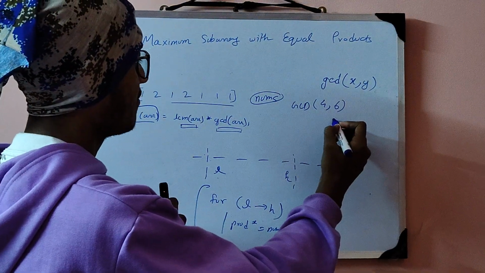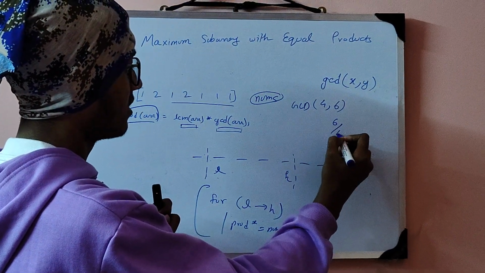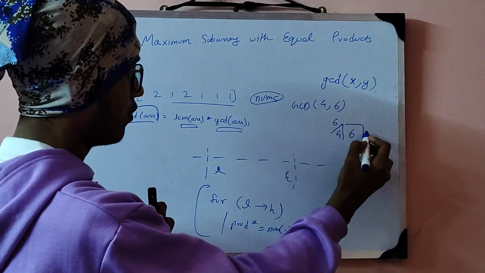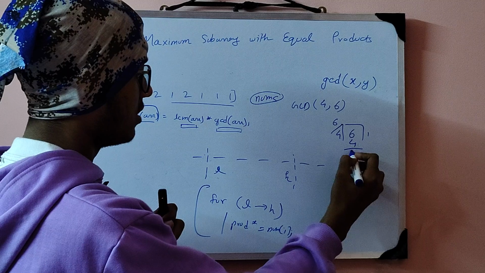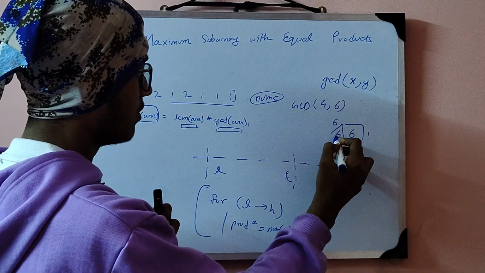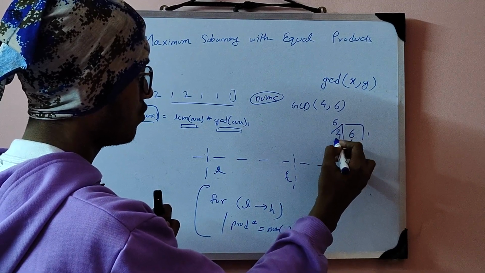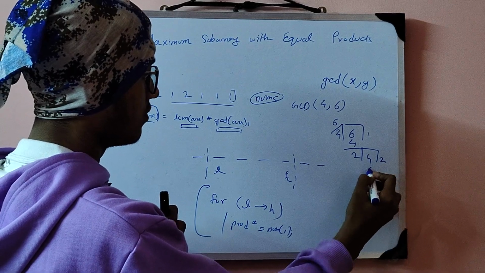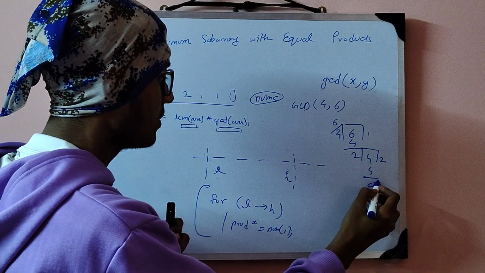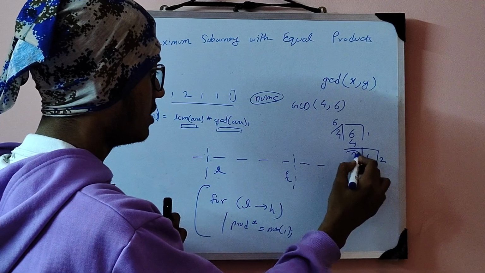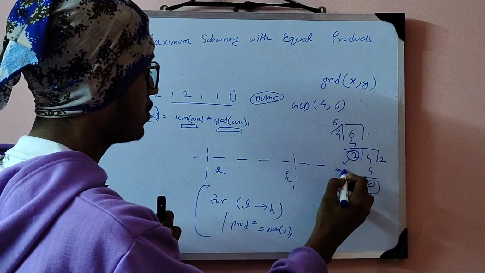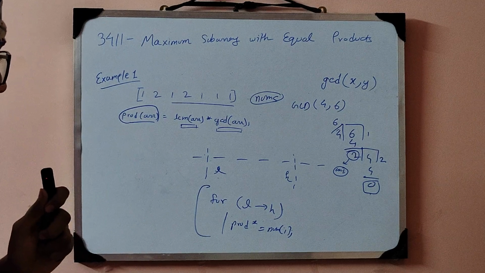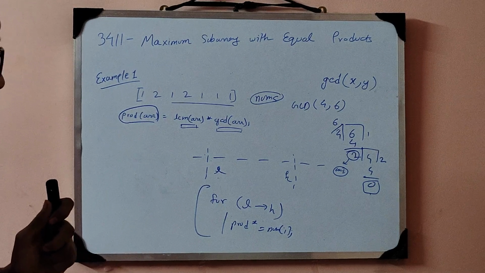So how can I make it? Here 6, 4 ones are 4, the remainder is 2, and again we take this one here, 4, 2, 2s are 4, and the remainder is 0. As soon as the remainder is 0, this is my answer. My answer is 2, right? So how can we code it?